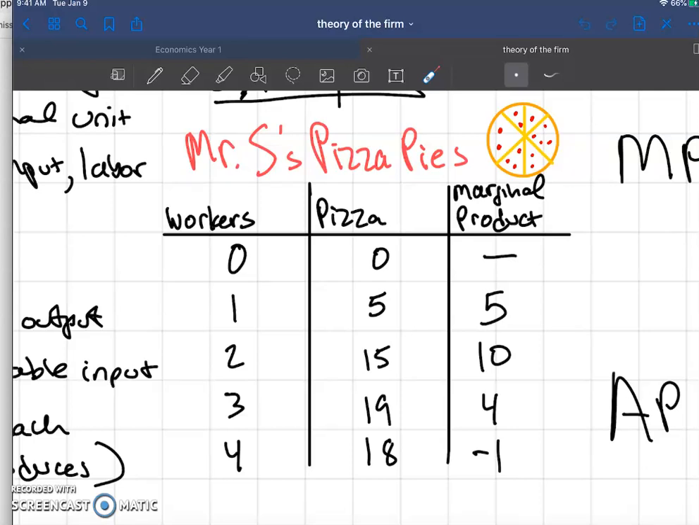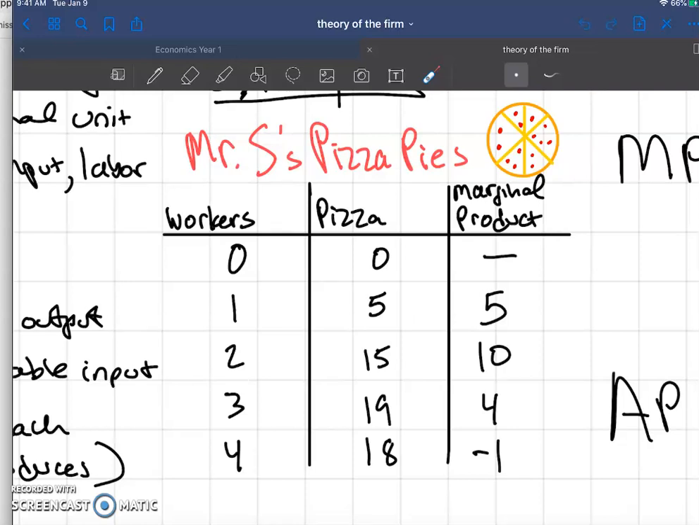When I add one more worker, as we go from 1 to 2, we all of a sudden have 10 more pizzas being produced. My total product of pizzas is 15 pizzas. By adding the second worker, in this case, I've actually more than doubled the output of pizzas. I gain 10 pizzas. The first worker, I gain 5 pizzas. The second worker, I gain 10 pizzas. So the marginal product of the second worker is 10.